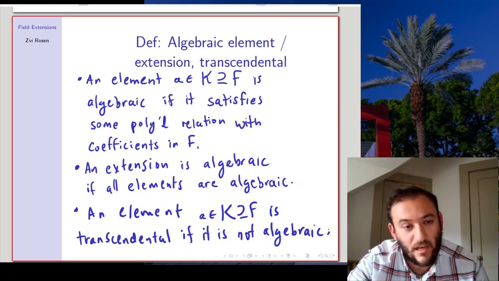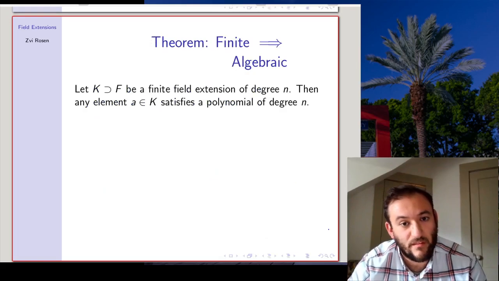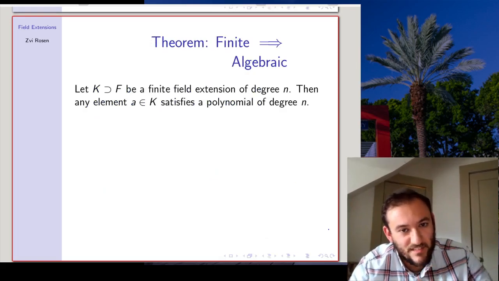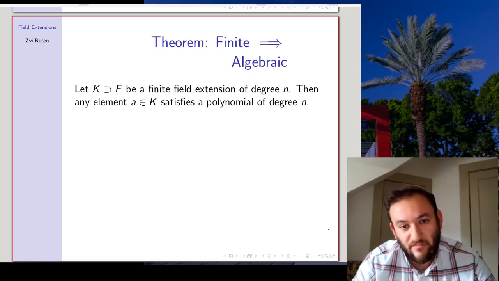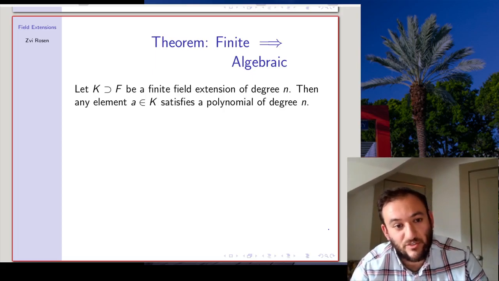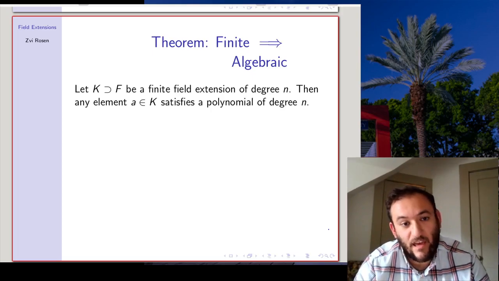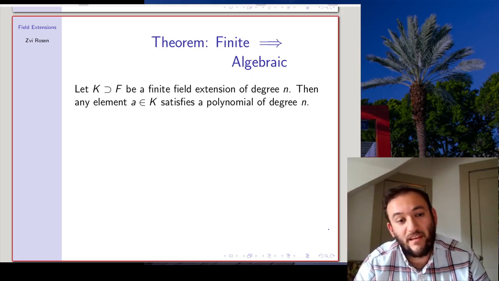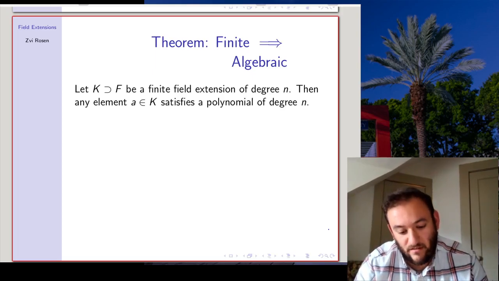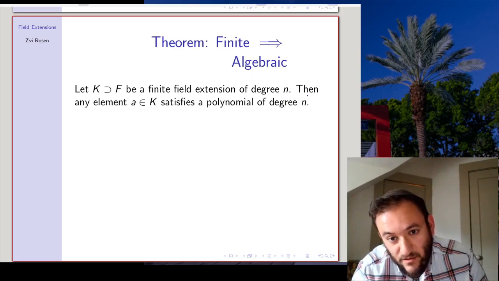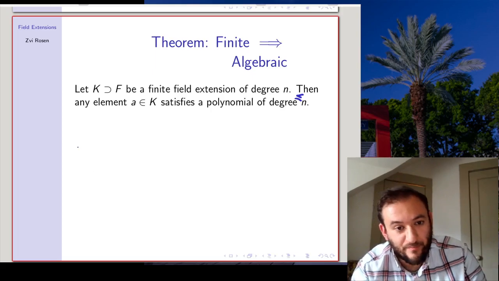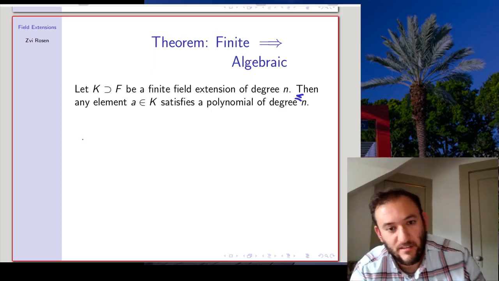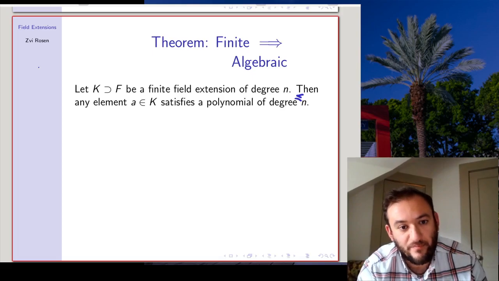Okay, now we can look at a concrete example that we're somewhat familiar with. Before we do that, let's first establish a basic principle here. The theorem states that a finite extension will be algebraic. Okay, let K over F be a finite field extension of degree n, then any element a in K satisfies a polynomial of degree at most n, which should probably be a less than or equal to here. Though, strictly speaking, it's true also for degree n.